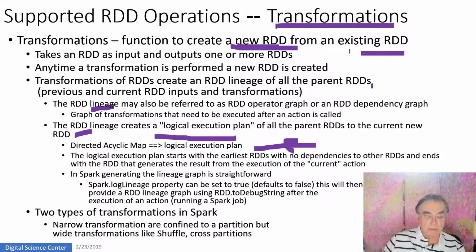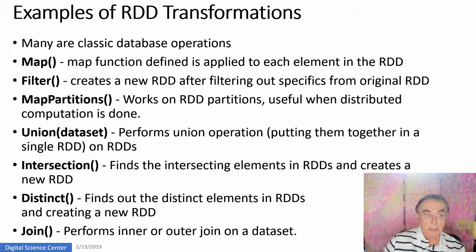There are types of transformations: narrow, or confined to a single partition or node, and wide, like shuffle, which cross partitions. Here are some RDD transformations. Remember there were 80. Union, that's a typical database thing. When you want to do partition maps, so you can do general maps. Intersection, find the common elements in RDDs. Find the distinct elements. Do the famous database join. Do a general filter like machine learning. But these are just samples of easy to understand ones.